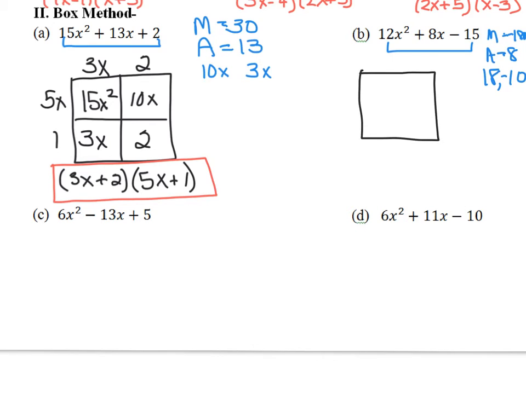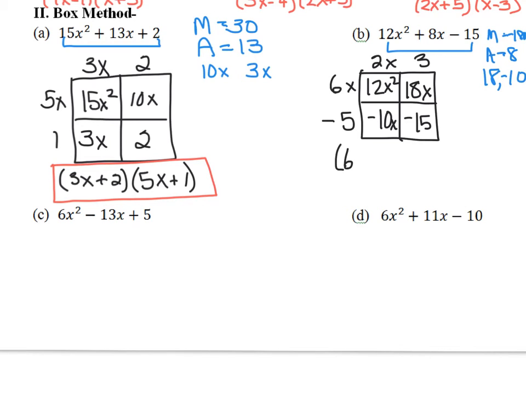So making the box, I've got 12x squared, 18x, don't forget the x with each of those, negative 10x, and negative 15. So I'm looking at the first row, and the first row has a GCF of 6x. The second row has a GCF of negative 5. The first column has a GCF of 2x. And the second column has a GCF of 3. So my factors: 6x minus 5 times 2x plus 3.